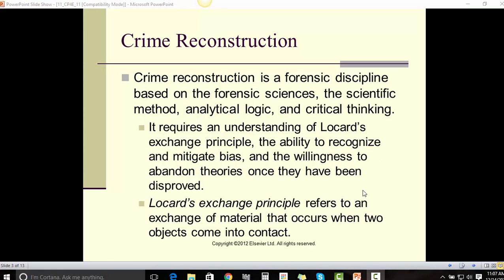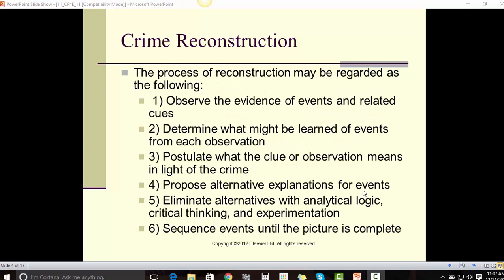Crime reconstruction is a forensic discipline based on the forensic sciences, the scientific method, analytic logic, and critical thinking. It requires an understanding of Locard's exchange principle, the ability to recognize and mitigate bias, and the willingness to abandon theories once they have been disproved. Locard's exchange principle refers to an exchange of material that occurs when two objects come into contact.